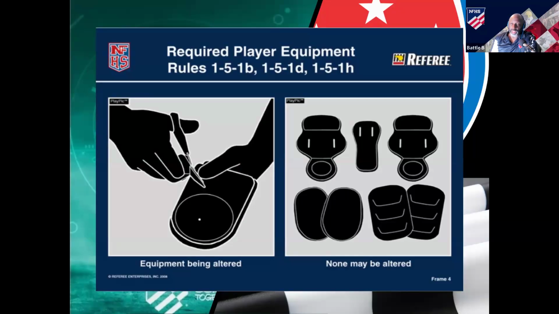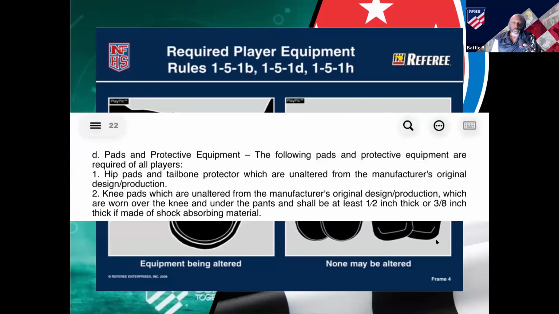That it doesn't happen. Okay. All right. So pads, protective equipment: player pads, protective hip pads and tailbones unaltered from the manufacturer, an original design. Knee pads unaltered from the manufacturer, original design, and it gets some thickness there for shock absorption materials. So no cutting of the pads.